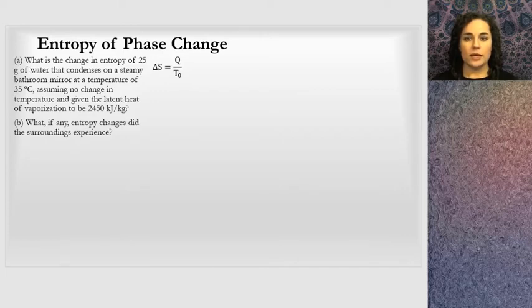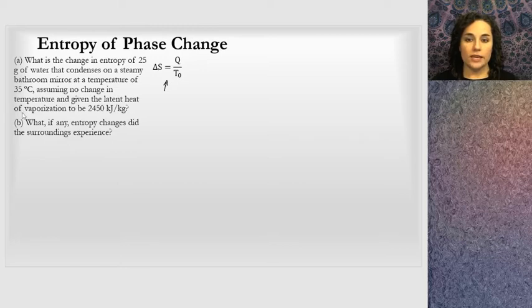I chose an example for us that is going to let us see how the total entropy is related to the entropy change of each individual component of the system and the surroundings. In this situation, there's 25 grams of water that condenses on a steamy bathroom mirror at a temperature of 35 degrees Celsius. It says, what is the change in entropy assuming no change in temperature? Assuming no change in temperature, we can use this equation here.